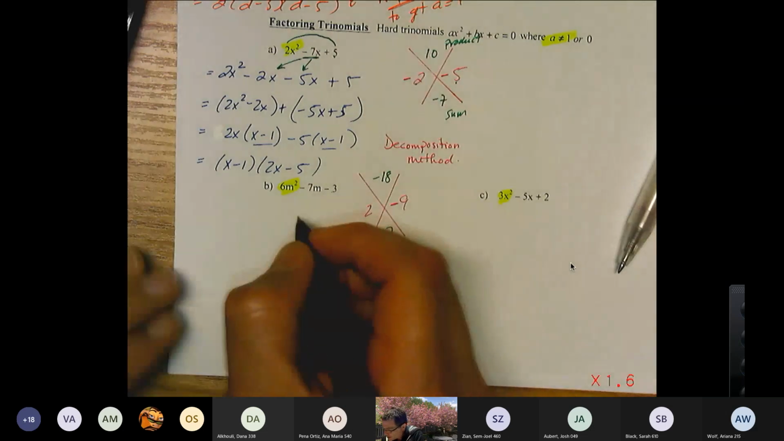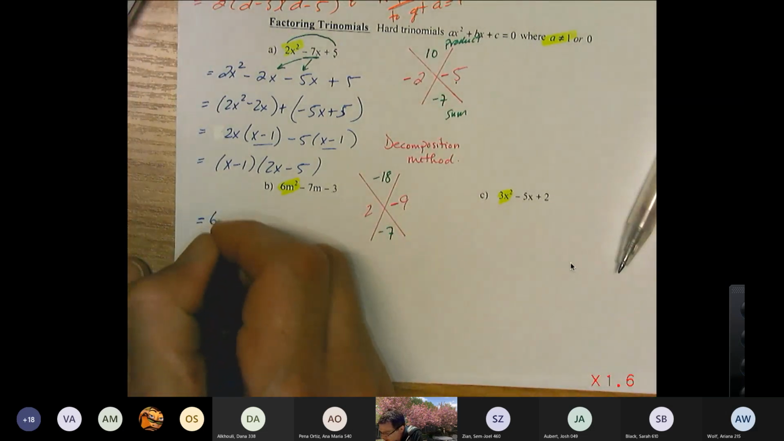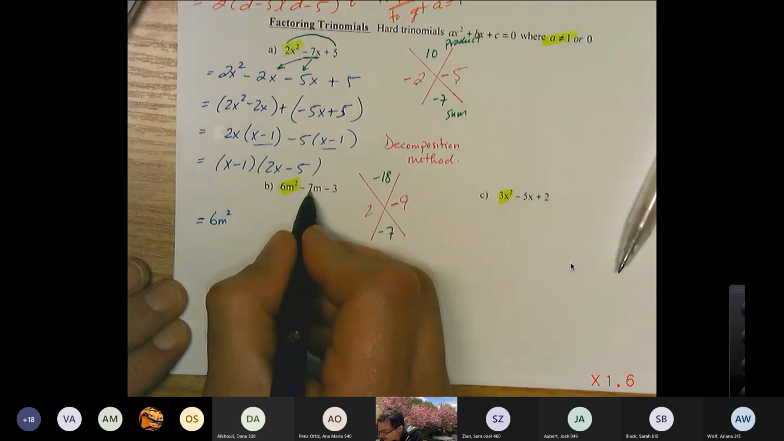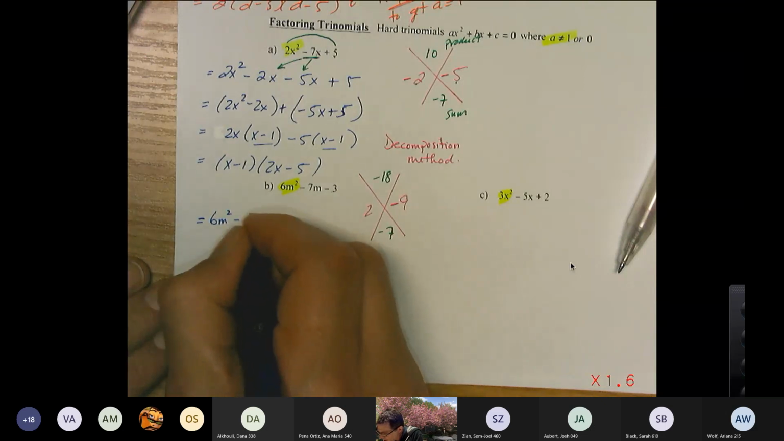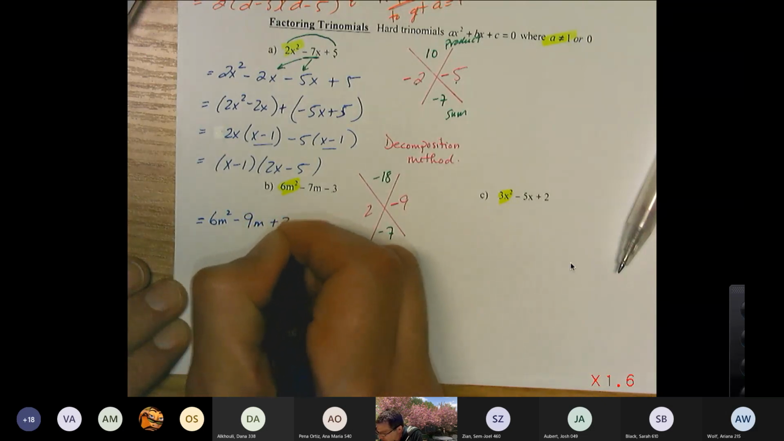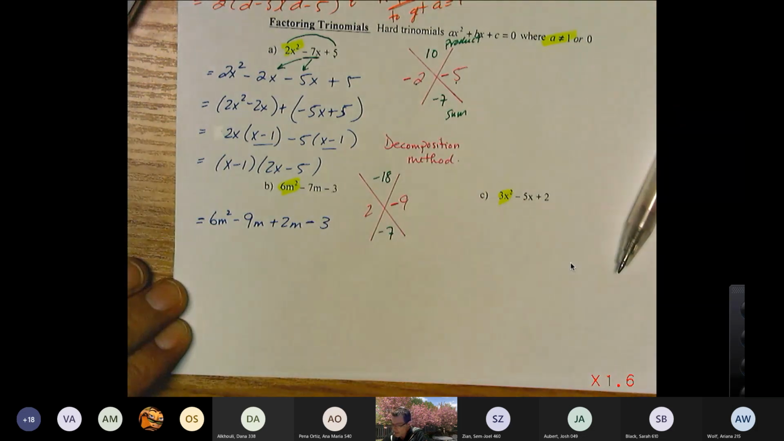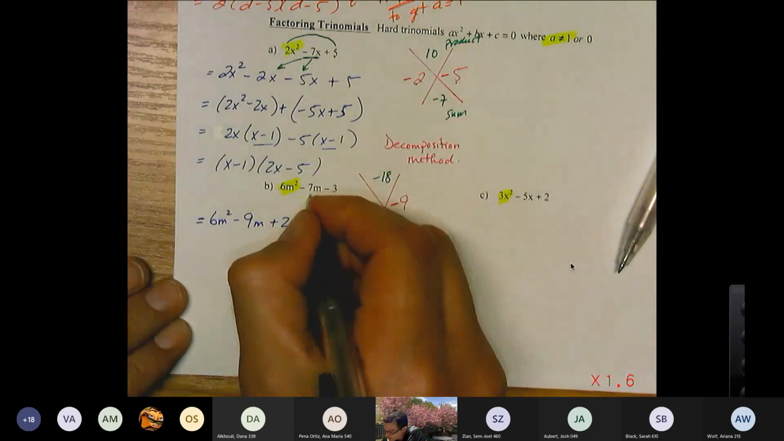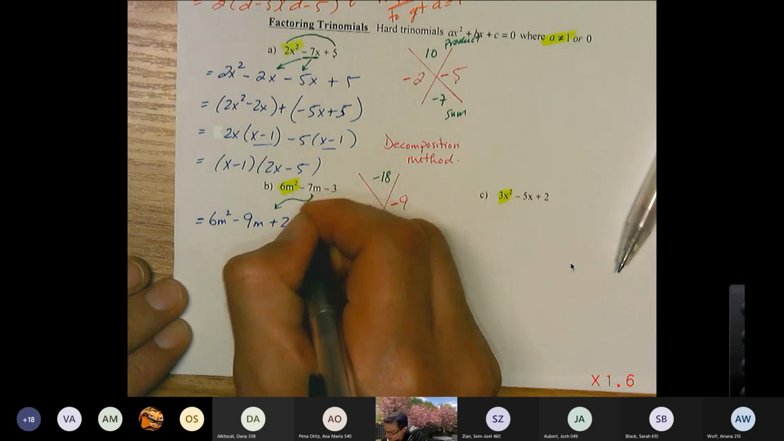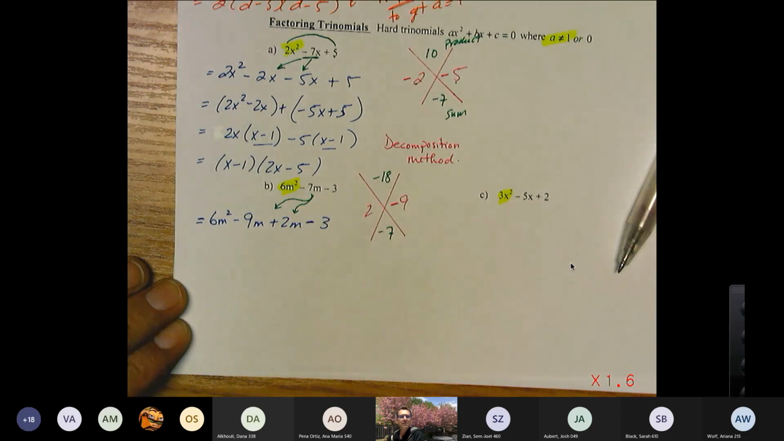It works. So the decomposition is 6m squared minus 9m plus 2m minus 3. It doesn't matter how you write those, as long as the negative 7 is decomposed into the negative 9 and the positive 2.